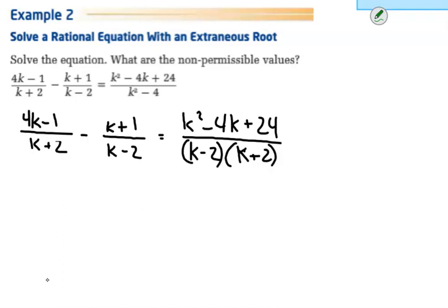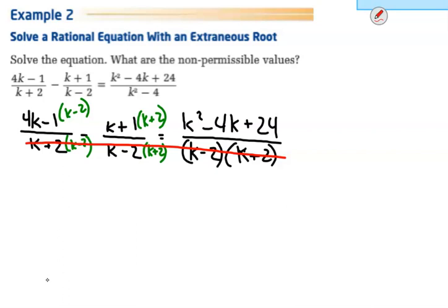So from here, I've got my factors. Now we're going to multiply to get a common denominator. So this guy needs a k plus 2. This guy needs a k minus 2. And now our denominators are the same, so we'll be able to eliminate them.